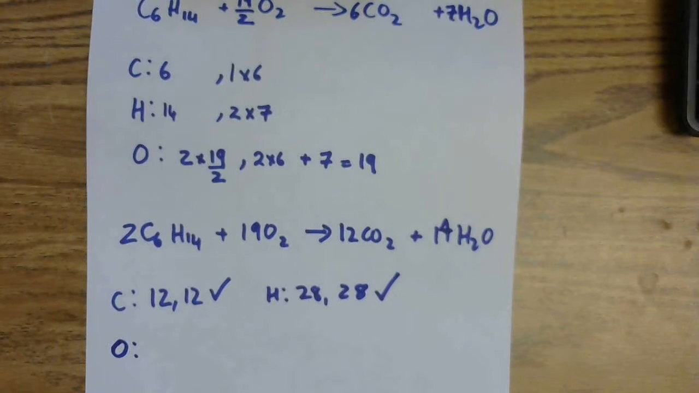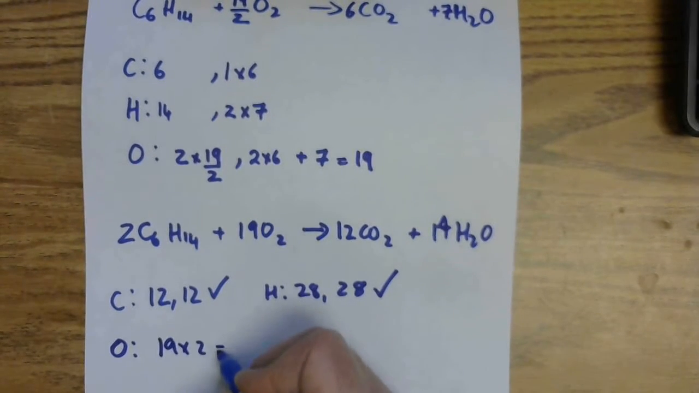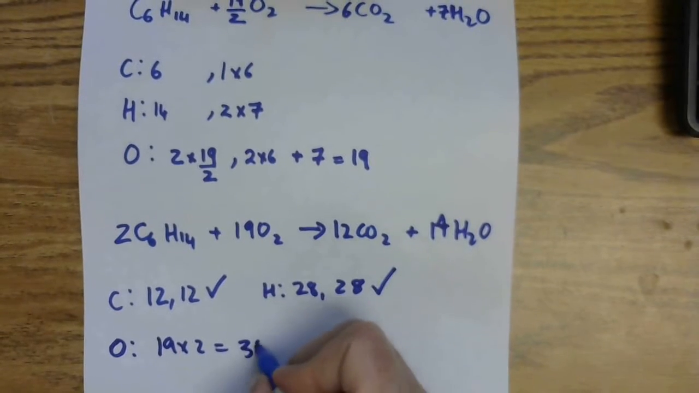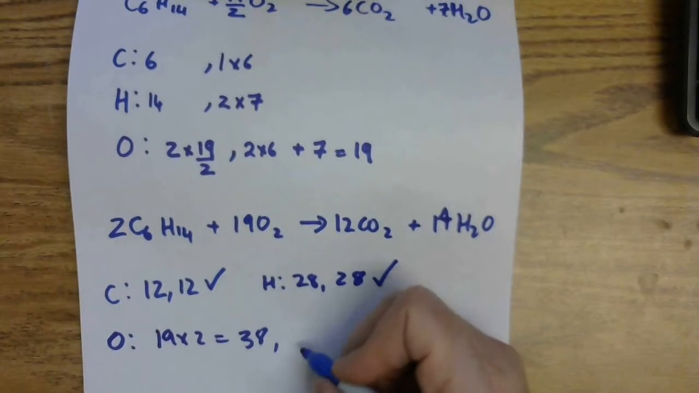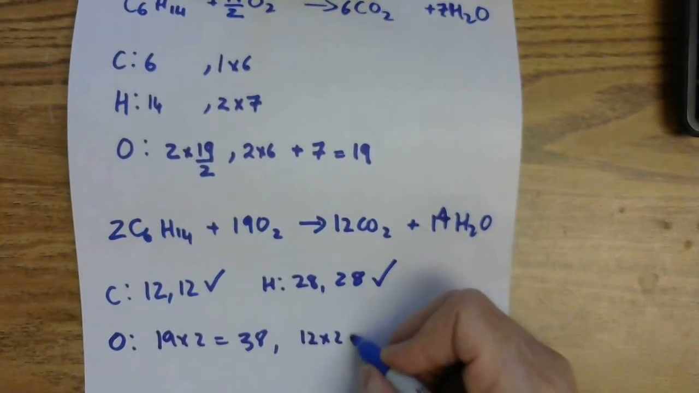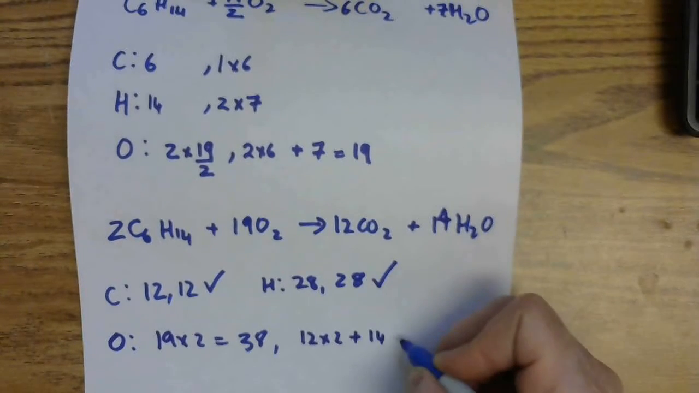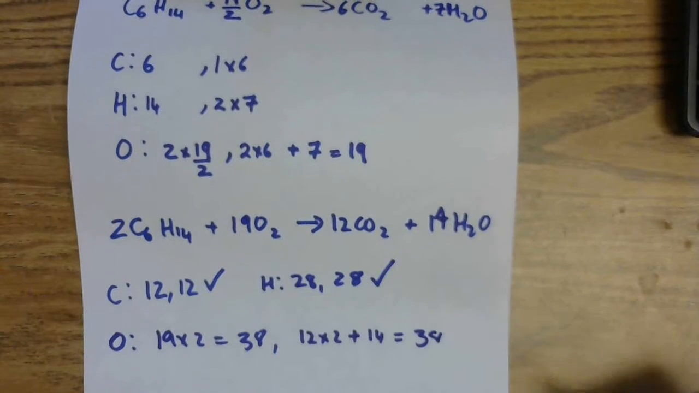And then finally, I've got my oxygens. So on the left, I've got 19 times 2, that's 38 oxygens. And then on the right, got to do a little bit of math here. I've got 12 times 2, that's 24, plus another 14, and that's going to give me my 38. So all of my oxygens balance, 38 on the left and 38 on the right.